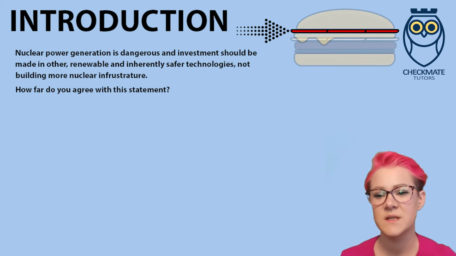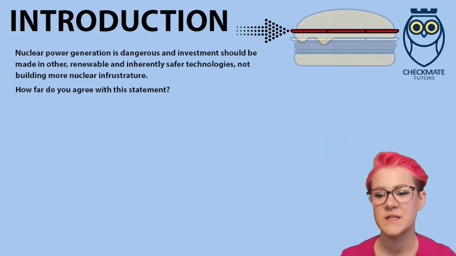Please note that this answer serves only as an example of how to use the Burger framework. It is not complete, has not been researched properly, does not include citations, and does not have counter-arguments, and therefore is not suitable for submission should you respond to a similar question. Remember the importance of not plagiarising. Nuclear power generation is dangerous, and investment should be made in other renewable and inherently safer technologies, not building more nuclear infrastructure. How far do you agree with this statement?